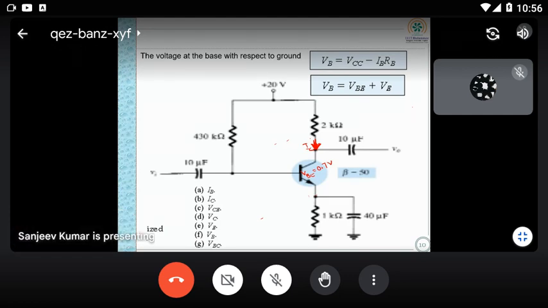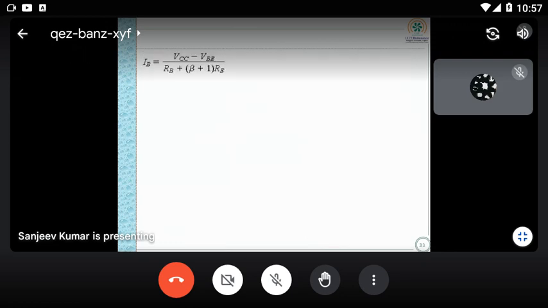The same steps and equation are already derived, and you don't have to mug up the equation also. If you know the steps, then you can easily do it for all the techniques. So the same steps you have to follow for all the biasing techniques. Here for emitter biasing you have already derived IB; using this equation you can calculate it.